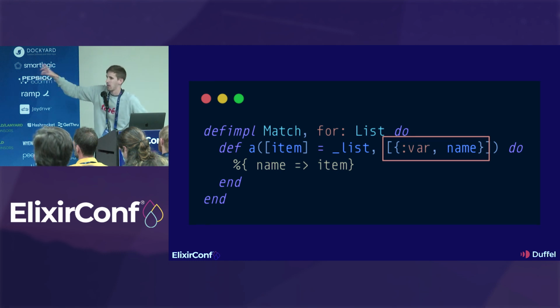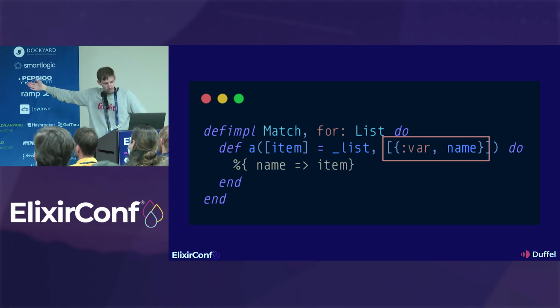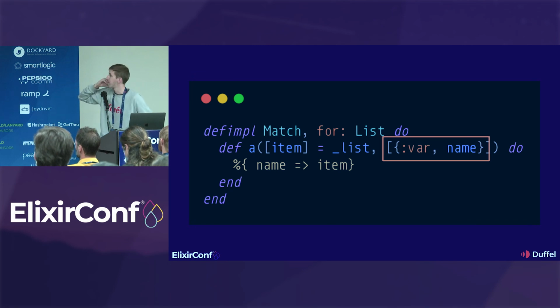And the pattern is a list of one variable, okay? So what this does is it just gets the variable name out, puts that into the map as the key, and then puts the value of the item that's in the list as the value. So you end up with a variable of whatever the name was, which is the item in the list, right? And conceptually, you can imagine doing all the rest of the implementation, drawing the rest of the owl, if anyone's seen that meme.